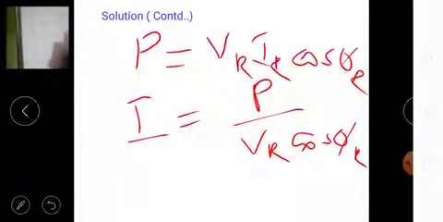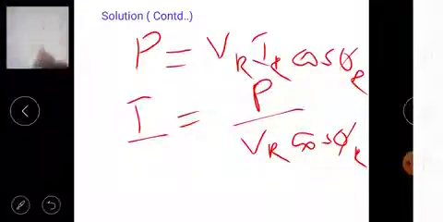And the next, transmission efficiency, that is receiving end power by sending end power, that is equal to 3600 by 3600 plus loss I square R, that is 1.5447, into 100, that is 97.15%. The transmission efficiency is 97.15.